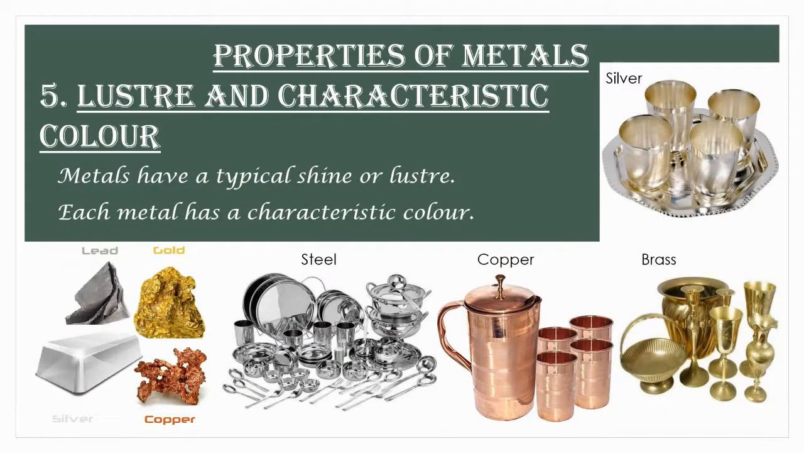Students, when we see some jewelry or some utensils or some ornaments made of some metals, we can easily identify which metal it is made of. So we can say that metals have a typical shine or luster, and every metal has a characteristic color by which it can be identified. So students, luster and characteristic color is another property of metals.